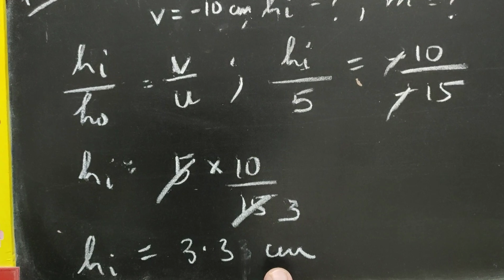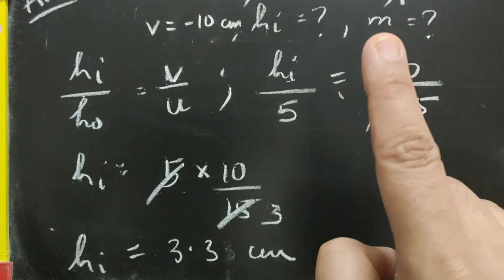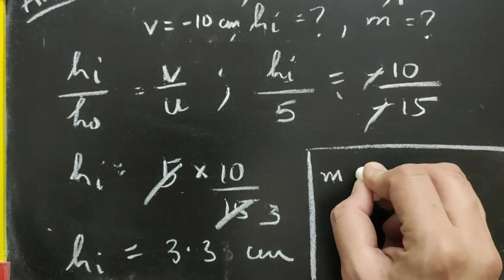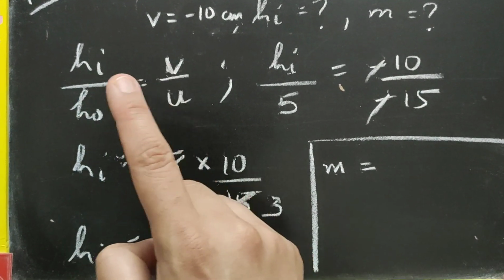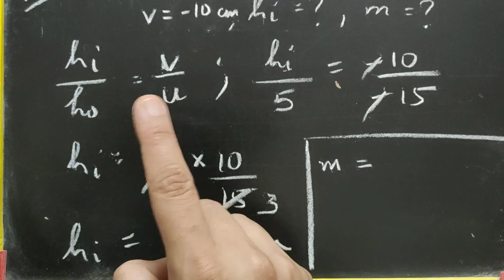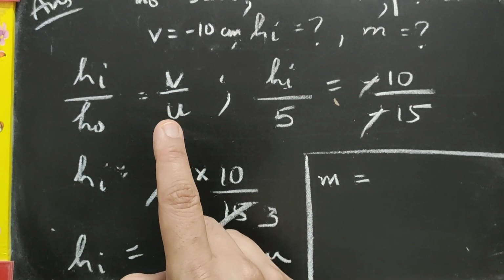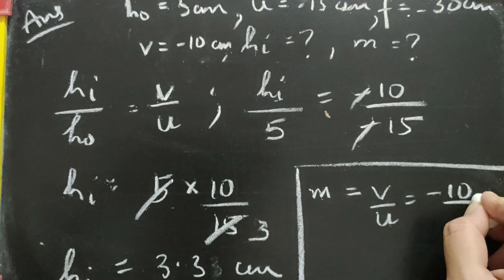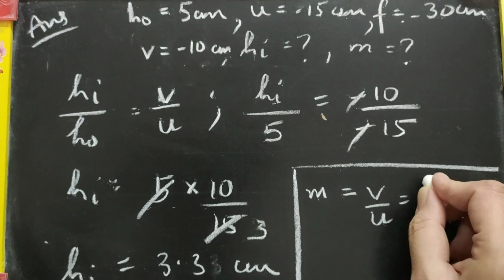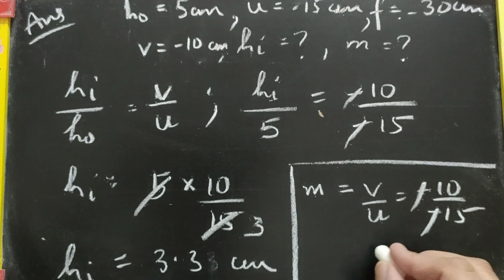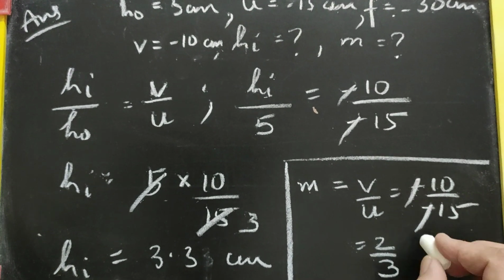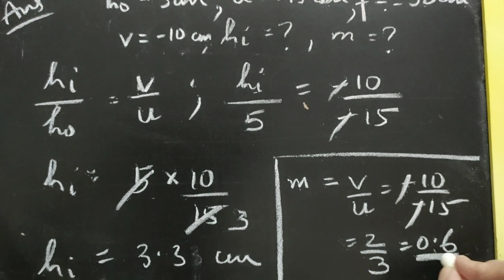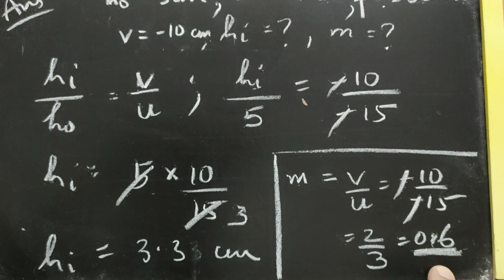It is 3.3 centimeters. Also you have to calculate the magnification. So to calculate magnification, we can use either of these ratios, either hi upon ho or v by u. Both are equal to magnification only. So magnification here we will calculate, say, by v by u. V is minus 10, u is minus 15, the negative goes off, and 10 by 15 will be 2 by 3 or 0.6. Now what does magnification number actually mean?